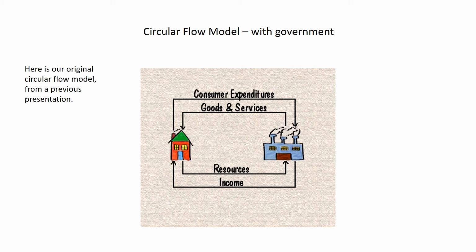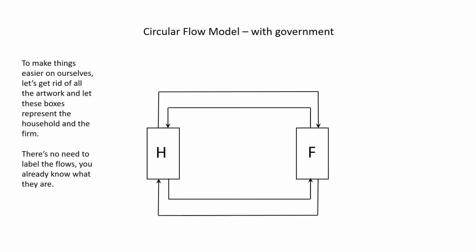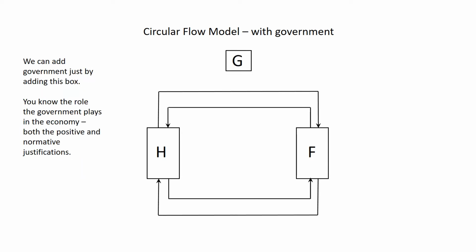In this lecture, we're going to add government to our circular flow model. To make things easy on ourselves, let's get rid of all the artwork and let these boxes represent the household and the firm. There's no need to label the flows, you already know what they are. We can insert government into our circular flow model just by adding this box. You already know the role that the government plays in the economy, both the positive and normative justifications.